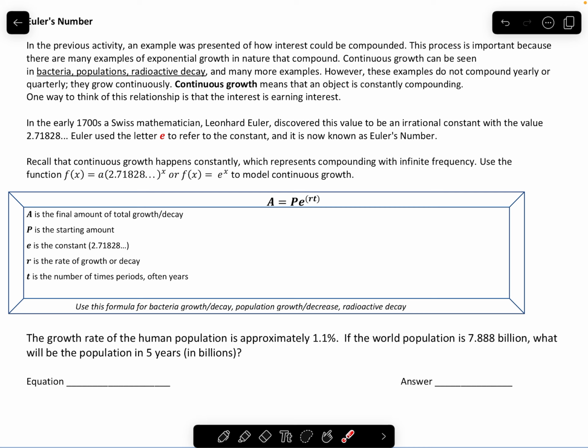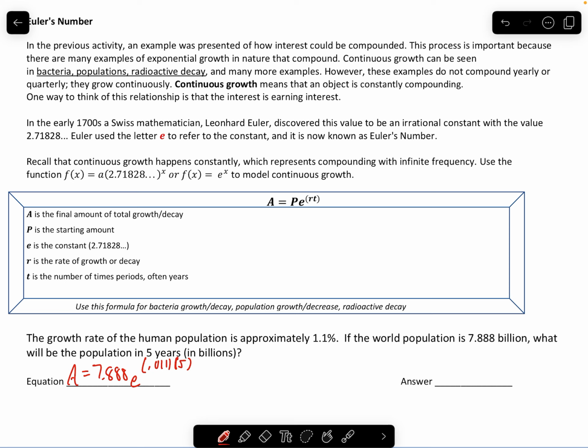All right, so we're going to use this formula right there. We don't know what A is, that's what we're trying to find. The P value here is 7.888 billion. We're just going to write 7.888 down here. E is E. The rate is 1.1% or 0.011, and our time is 5. All right, and that is what we're going to type into our calculator here.